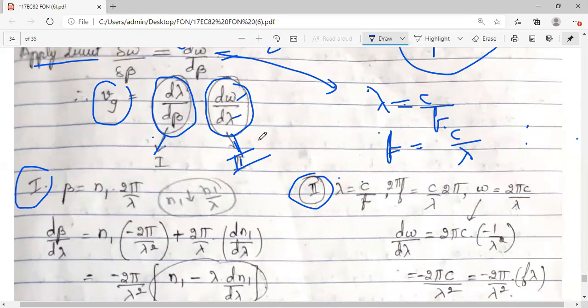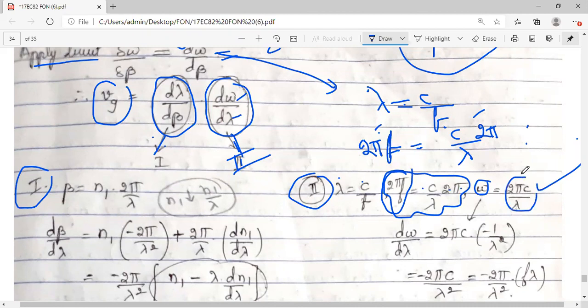What I will do, I want omega term here. So to get omega, you have to multiply the frequency by 2 pi. 2 pi f will become omega. So multiply by 2 pi on both sides, LHS and RHS. I have done that here: 2 pi f and 2 pi c by lambda. Then what is LHS? 2 pi f is nothing but omega, and 2 pi c by lambda as it is.